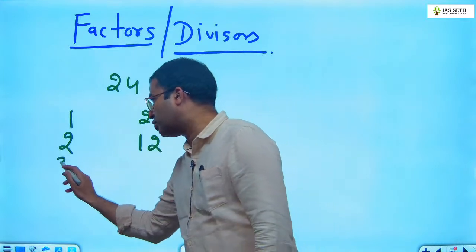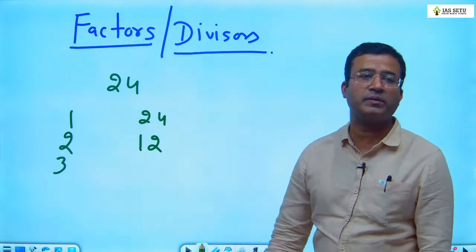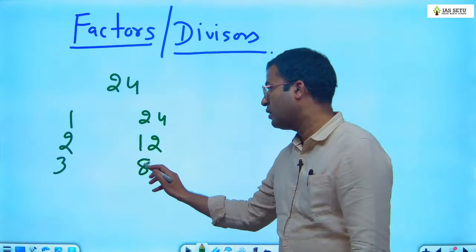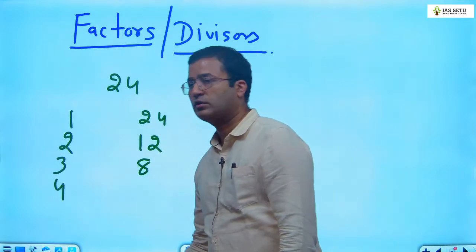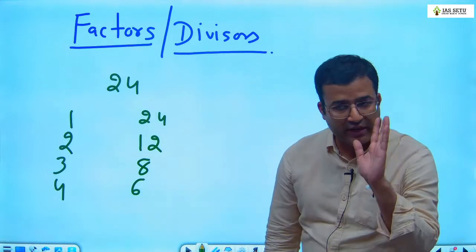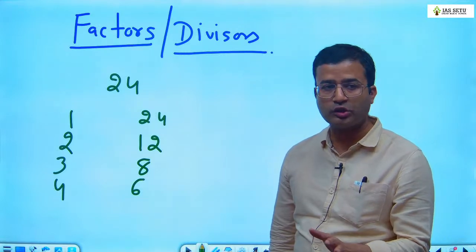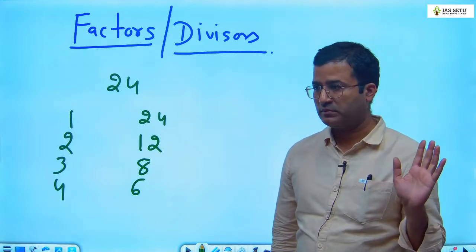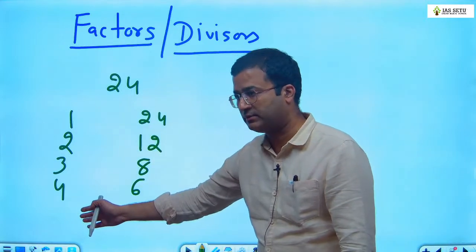Then next is 3. What is the corresponding pair? 8. Next is 4. What is the corresponding pair? It will save half time for sure, and there is no confusion. You have to check only left hand side.